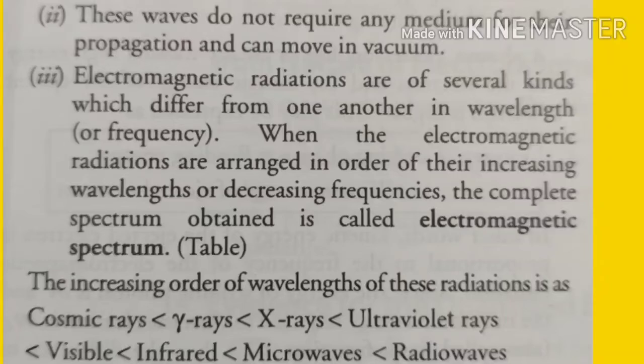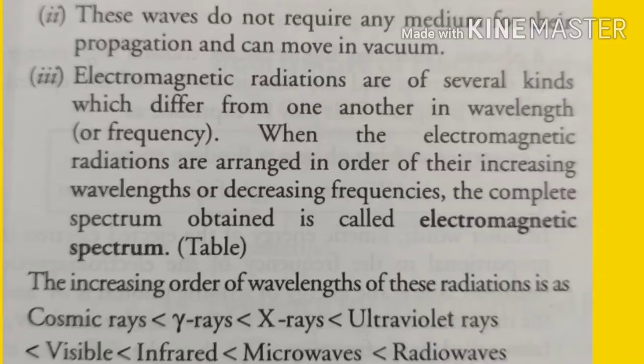Now third point, the electromagnetic radiations are of several kinds which differ from one another in wavelength or in frequency. So the different radiations are there. When the electromagnetic radiations are arranged in order of their increasing wavelengths or decreasing frequency, the complete spectrum obtained is called the electromagnetic spectrum.